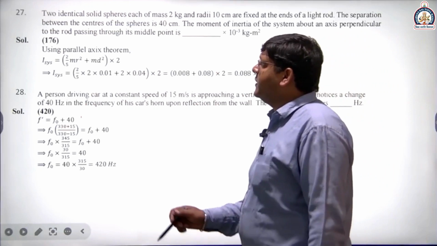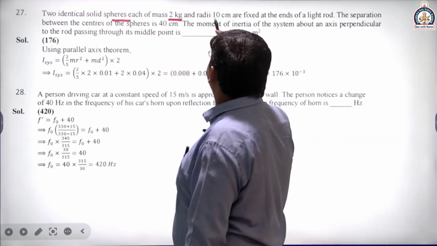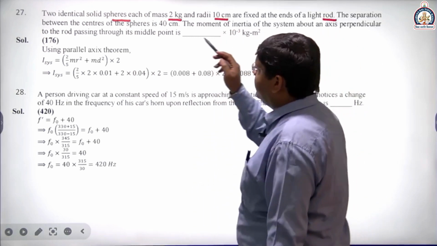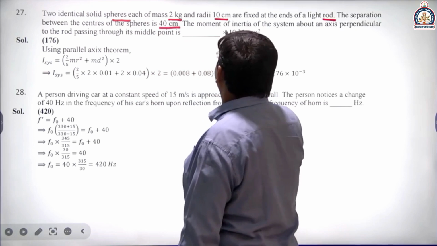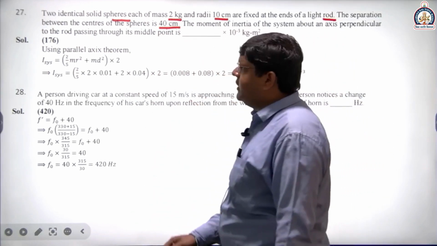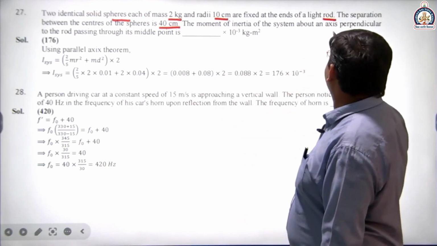Now moving to the next part. Two identical solid spheres, each of mass 2 kg and radius 10 cm, are fixed at the ends of a light rod. The separation between the centers of the spheres is 40 cm. The moment of inertia of the system about a perpendicular axis, according to which theorem, do we have to calculate?